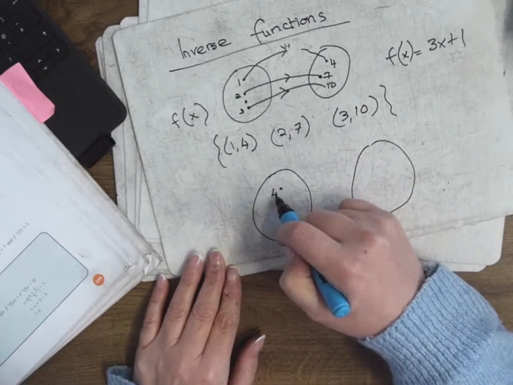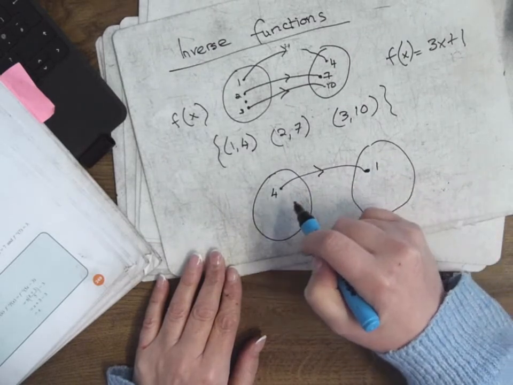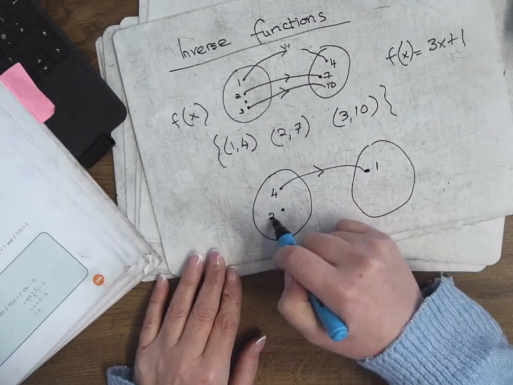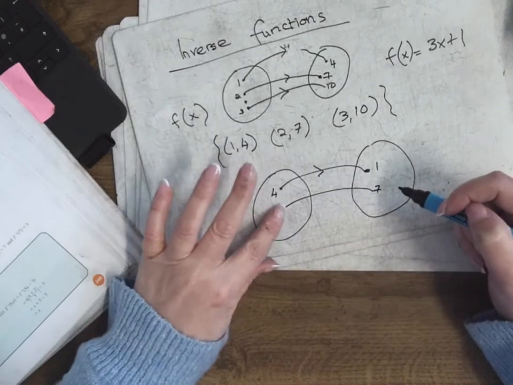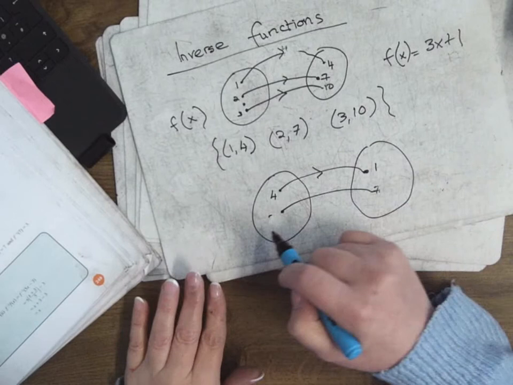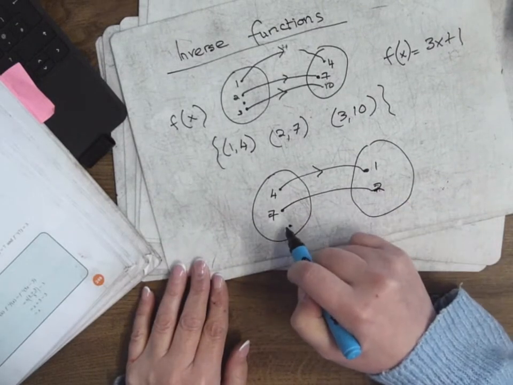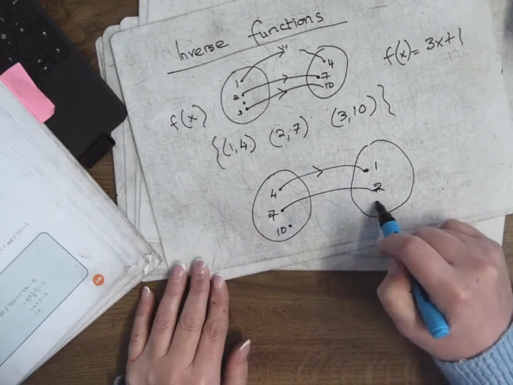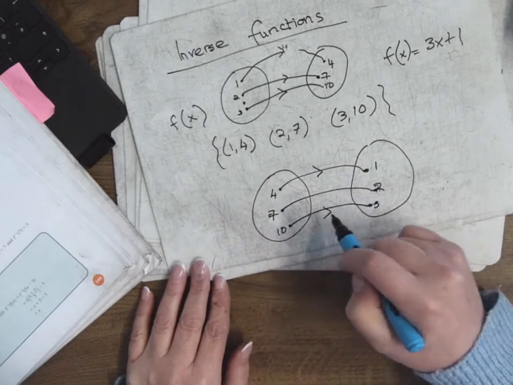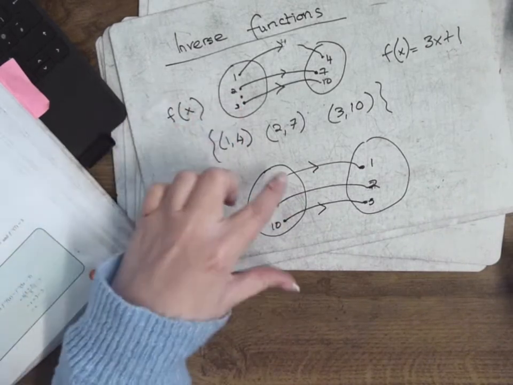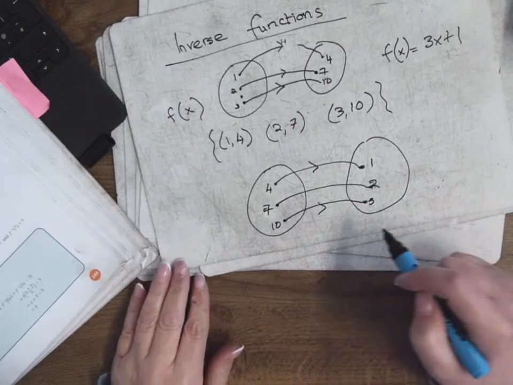Is there a function that maps 4 to 1, 7 to 2, and 10 to 3? Anyone spot anything? What am I looking for? The backwards one, isn't it? So instead of starting with 1, 2, and 3, what's the function that starts with 4, 7, and 10 and goes to 1, 2, and 3?